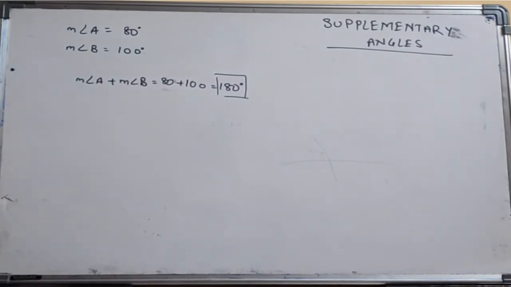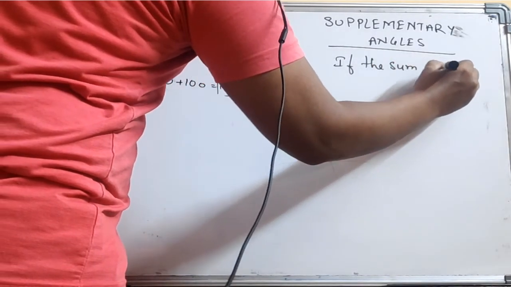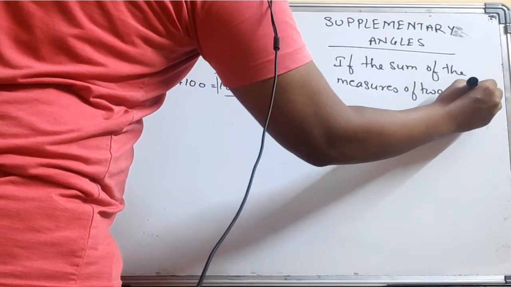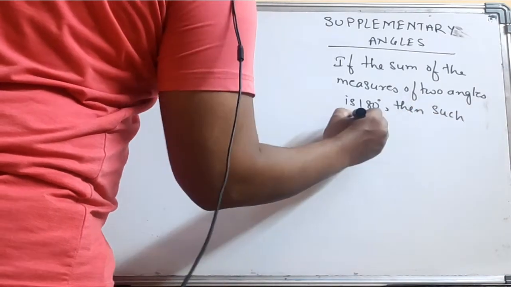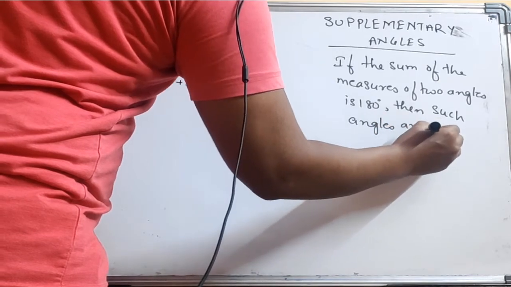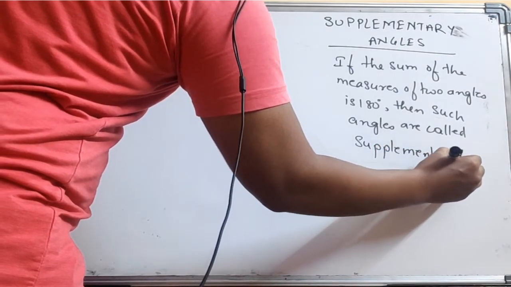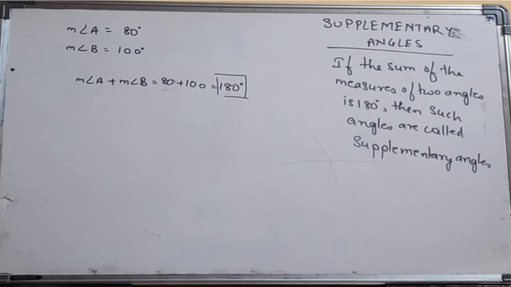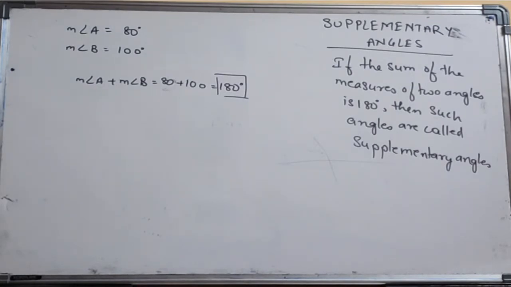Okay students, now I'll write the definition for you. What are supplementary angles? If the sum of the measures of two angles is 180 degrees, then such angles are called supplementary angles. Understood? So what are supplementary angles? If the sum of the measures of two angles is 180 degrees, then such angles are called supplementary angles.